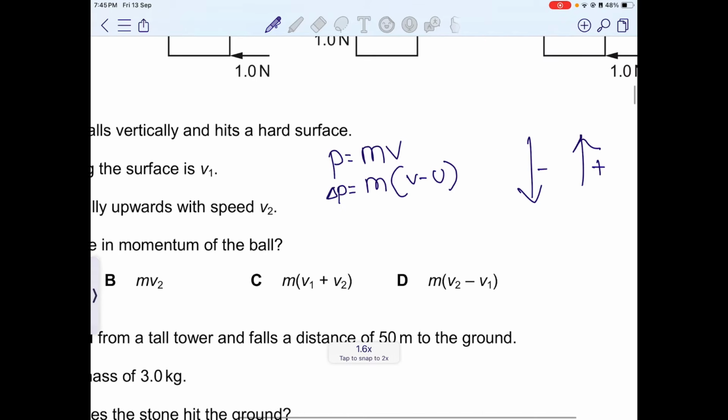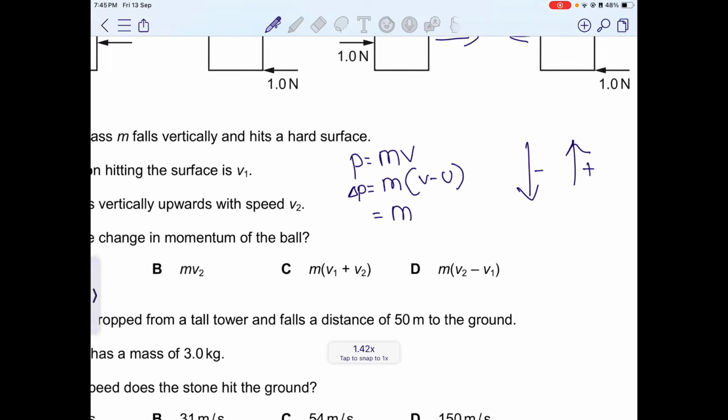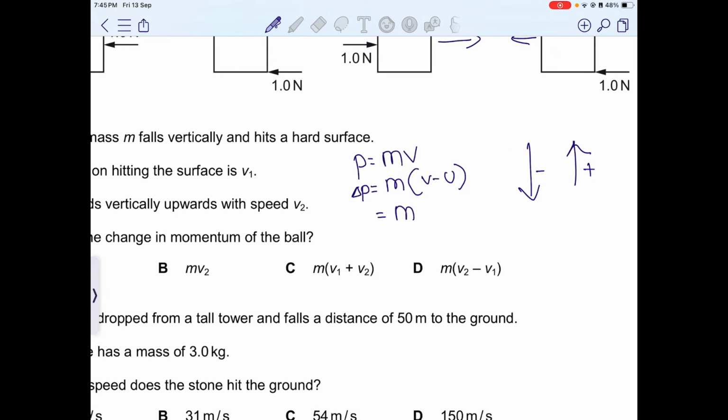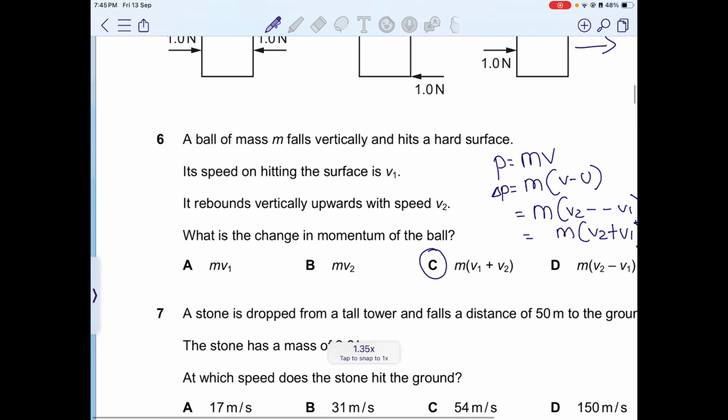So I take m, and the final velocity is v2. When it's going up, it's positive, that is v2, and when it's falling down, it's negative, that is v1. When I subtract this, remember that when it's falling down it's negative, so I'm subtracting negative v1. So the final answer will be m into v2 plus v1, which is correctly given as option C.